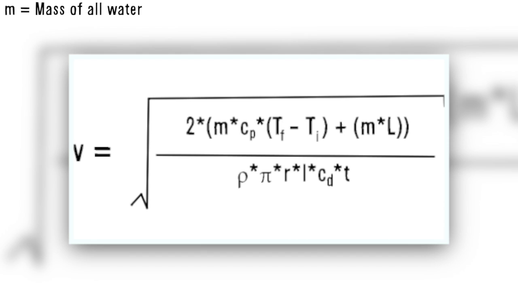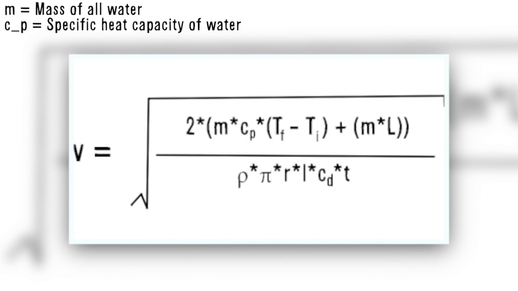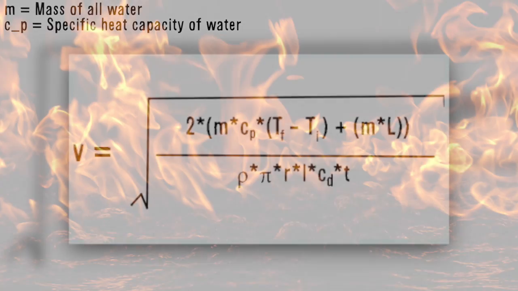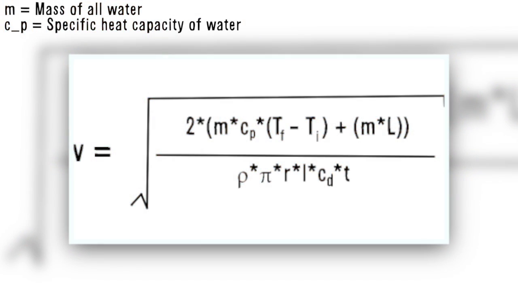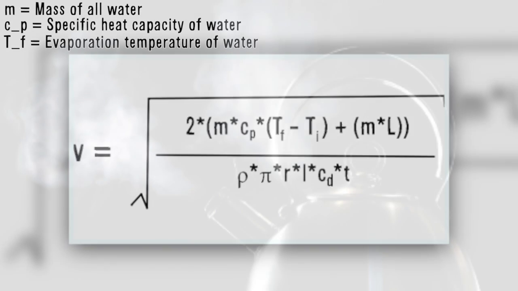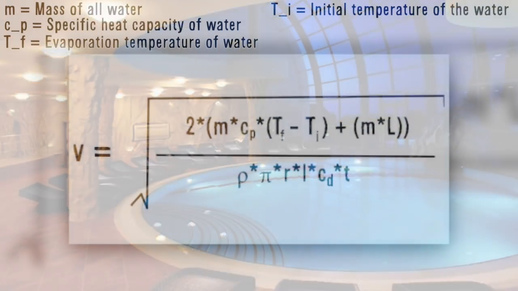M is how heavy the water is. It's volume times the density of water. C sub P is just the specific heat capacity of water. How resistant is the water to various temperatures? Pretty resistant, I'd say. You don't often see water bursting into flames. T sub F is the evaporation temperature of water. How hot can water get before turning into a gas? T sub I is how hot the water is initially. If it's inside, then it's room temperature.